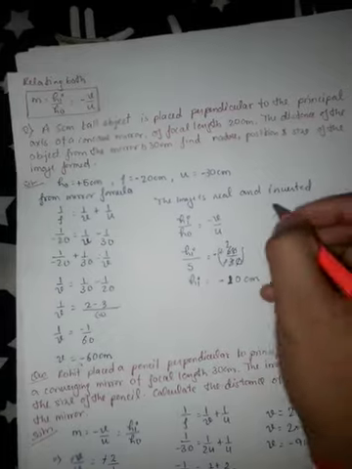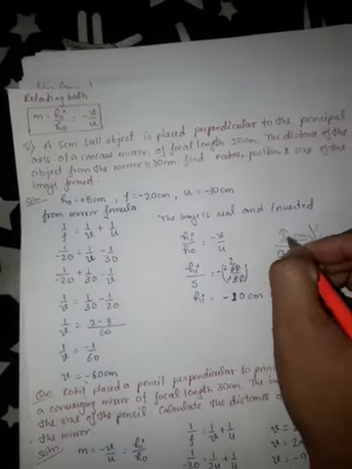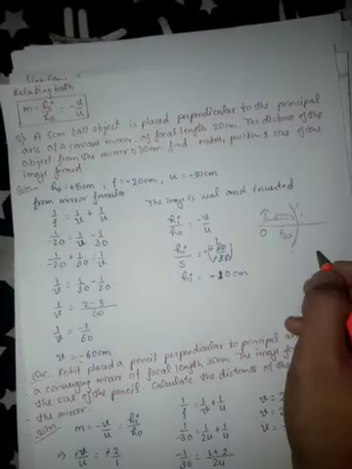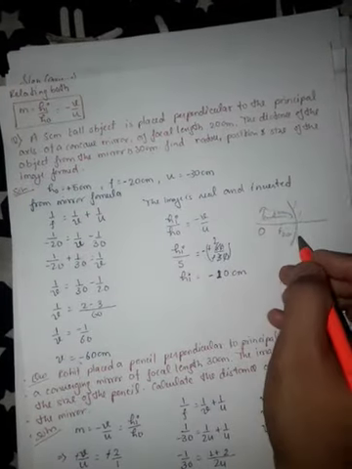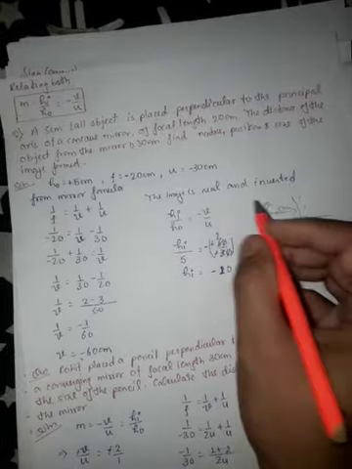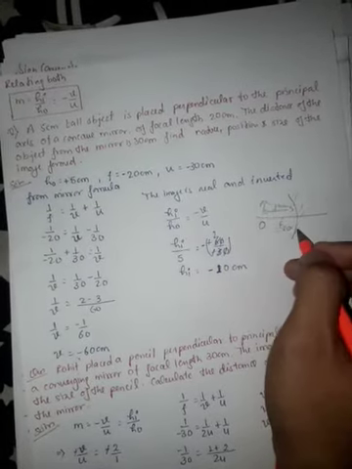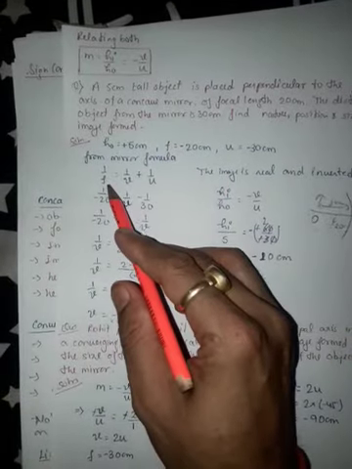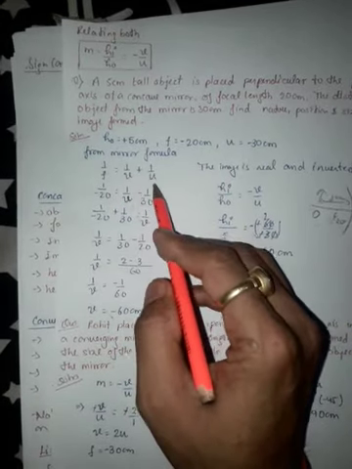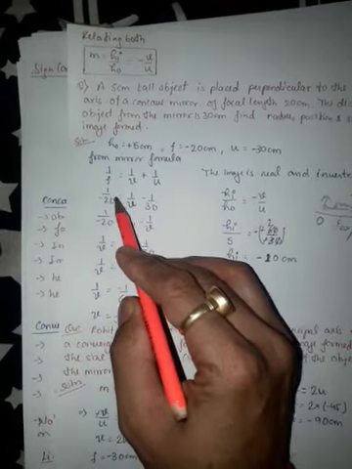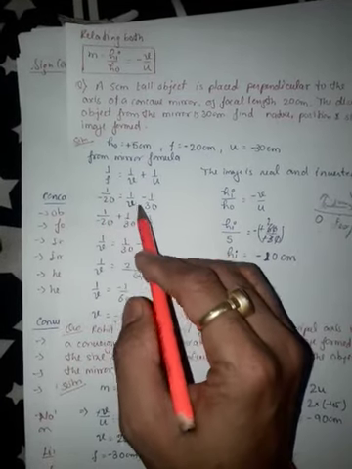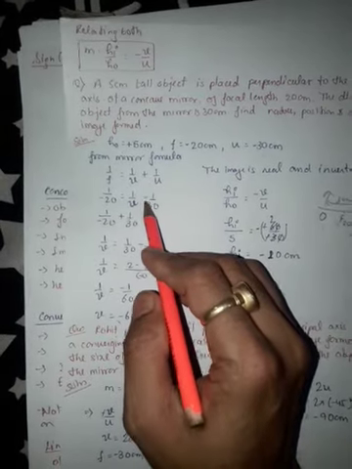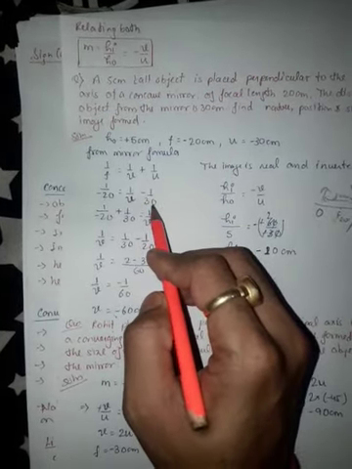See, the height of the object is given as 5 centimeter. So this is the height, and it is taken as positive. Focal length is taken as negative because this is a negative distance. Object distance is also taken as negative because it is a negative distance. Putting the values in the mirror formula, 1 by f equals 1 by v plus 1 by u: minus 1 by 20 equals 1 by v minus 1 by 30.